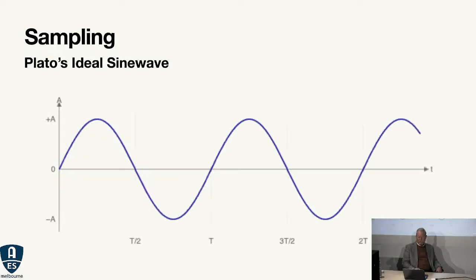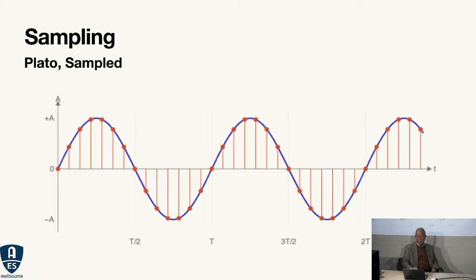So let's start with Plato's ideal sine wave. This is the Platonic ideal. It has no noise, no distortion. It doesn't get better than this. And do some simple sampling here at some sample rate. So we'll pretend it's, say, 48 kilohertz. And each of those samples gets a value. That's our list of values that we can use to record and play back.